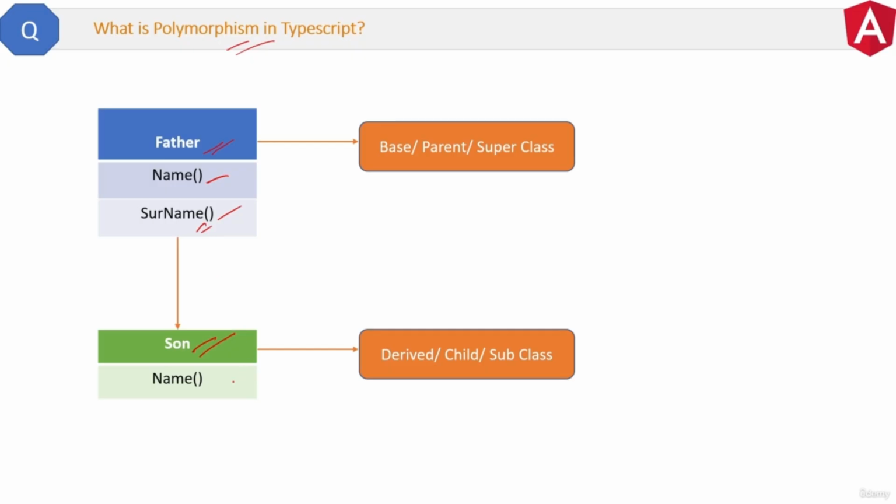So we will put a duplicate method name in the Son class like this, but the definition or the body of this method will be different from the base class. This is called the method overriding concept of polymorphism. Basically, polymorphism is generally of two types: method overloading and method overriding. Unfortunately, method overloading is not directly supported in TypeScript. So we will understand only overriding here.